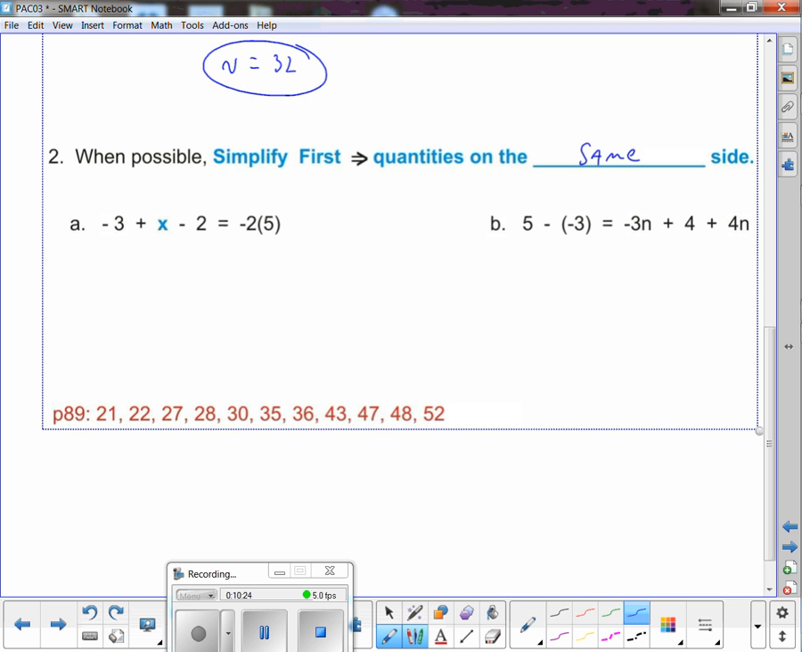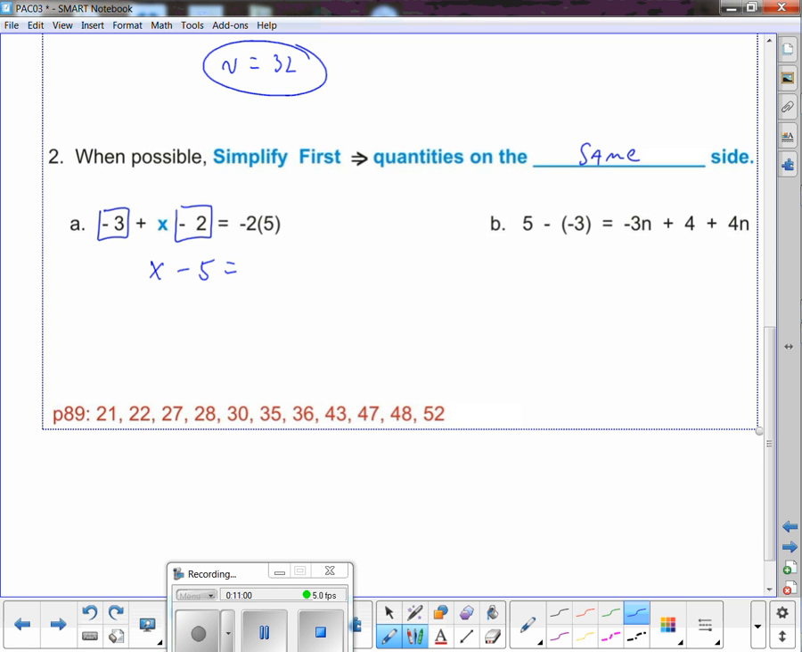Okay, so here's what I mean. First example. Don't I have 3 negatives and 2 more negatives? I do. So I can either say negative 5 plus x equals, or x minus 5 equals. Either way, I like the x minus 5. Again, you could write negative 5 plus x. Either way, I still have the x, 3 negatives and 2 more negatives, 5 negatives.